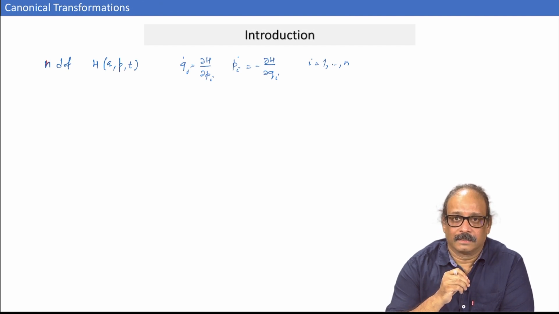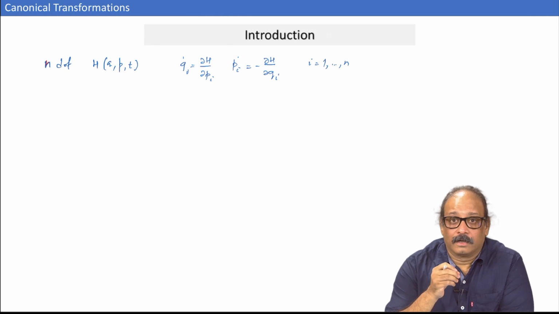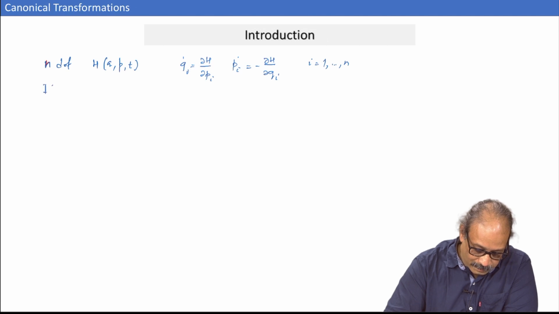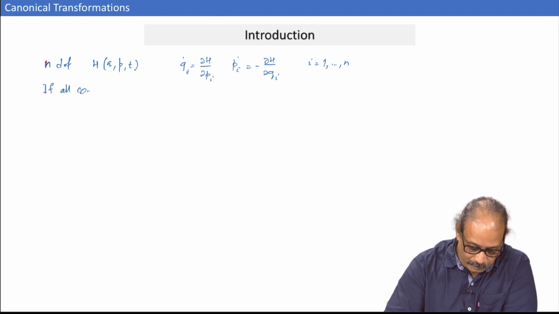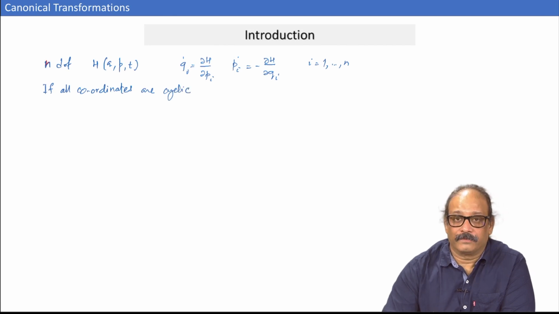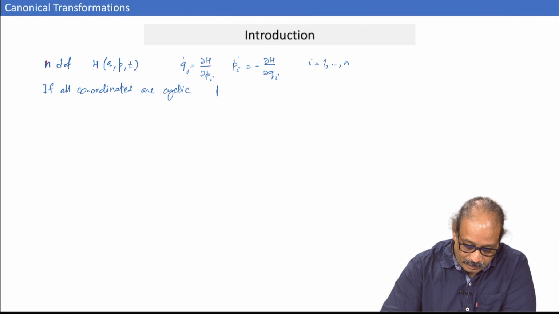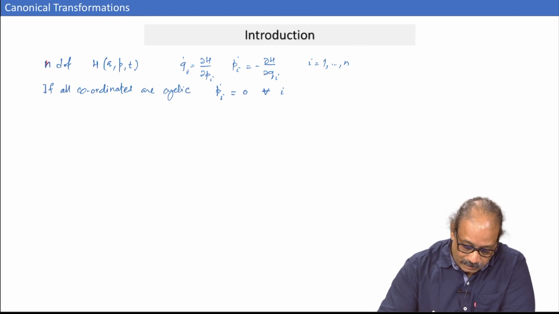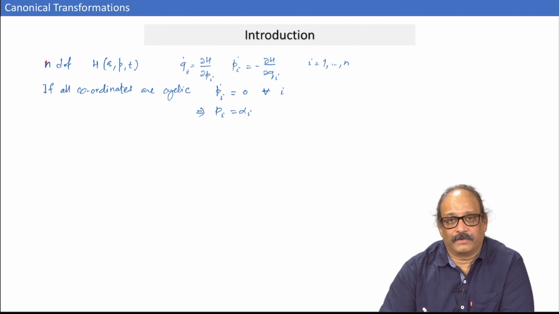A trivial case is when all the coordinates are cyclic. Okay. So, if all coordinates are cyclic, then we know what happens. If all of them are cyclic, then p I dot is 0 for all I. Okay. Now, that means p I's must be some constants. I will denote these constants by alpha I.